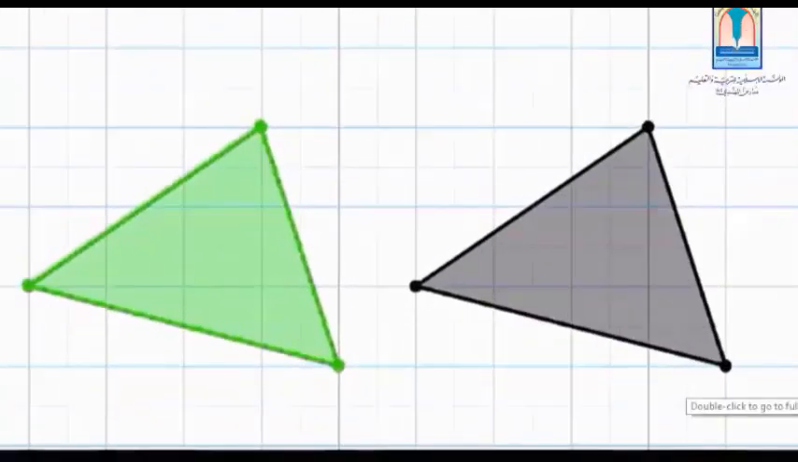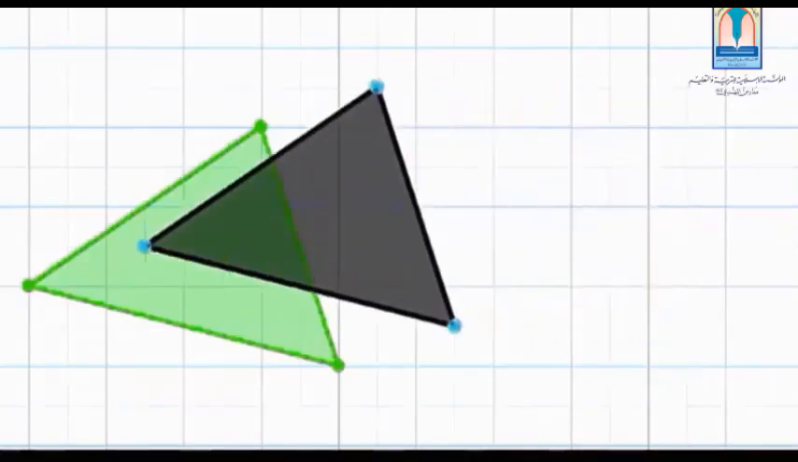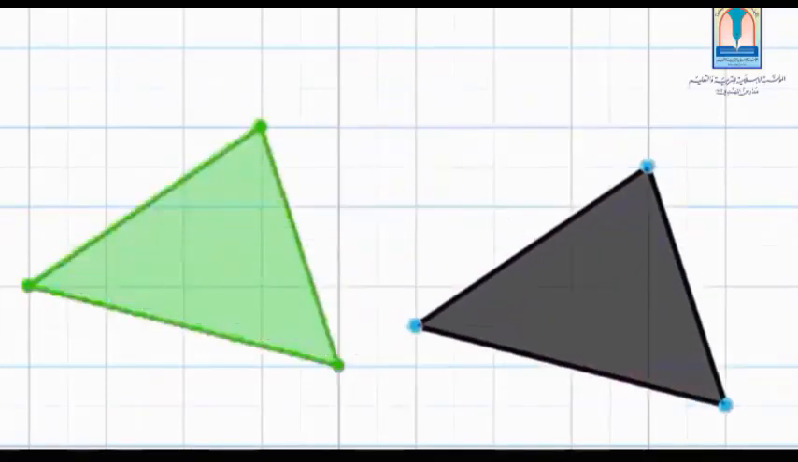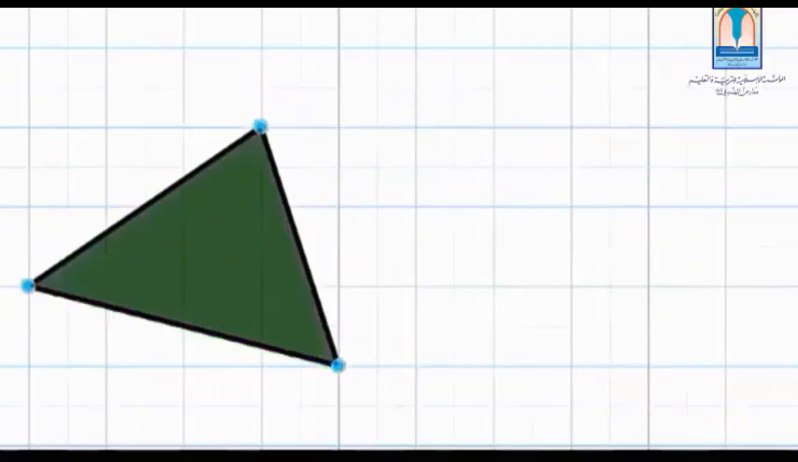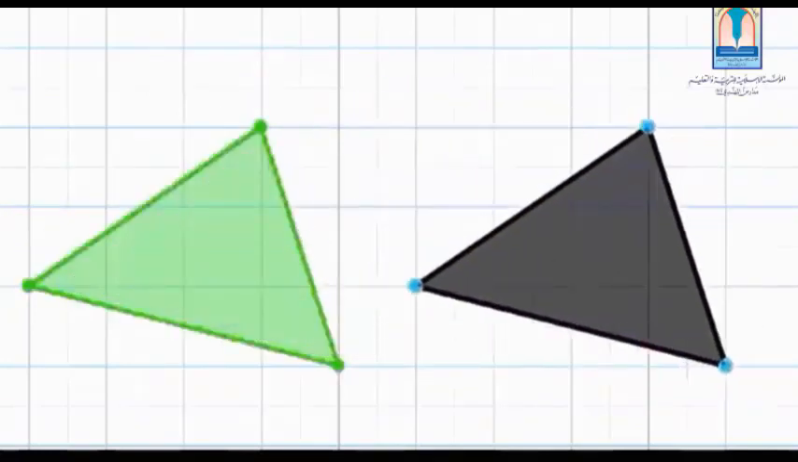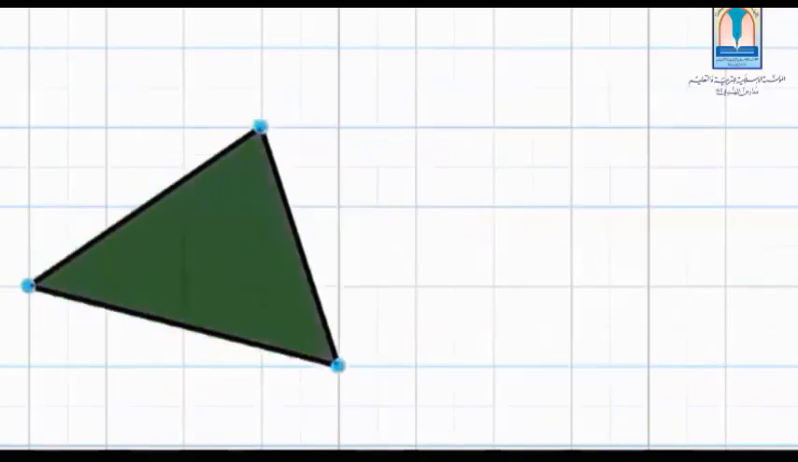We have in front of us two triangles that we will check if they are identical. We have a green triangle and a black triangle. We will now move the black triangle toward the green triangle. What do you notice? We notice that these two triangles are identical. They have the same shape and the same size. Then we could say that these two triangles are congruent.